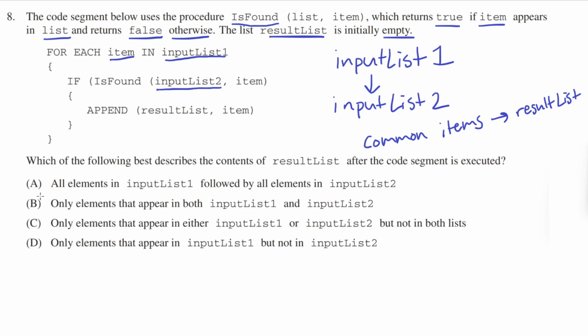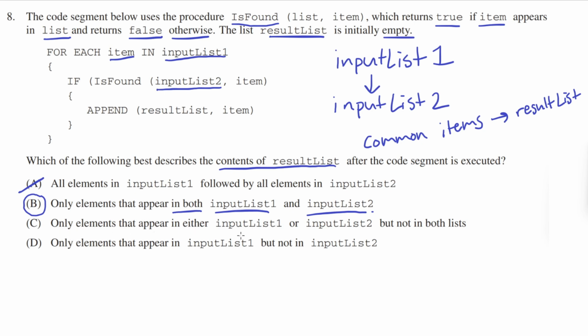So that means B is the correct answer, since it says that after the code segment is executed, the contents of result list are going to be the items that appear in both input list 1 and input list 2. It's not going to have all the elements in list 1 followed by all the elements in list 2, because we're only appending if the item from list 1 is found in list 2. This if makes it so that we're not adding every item that we encounter.